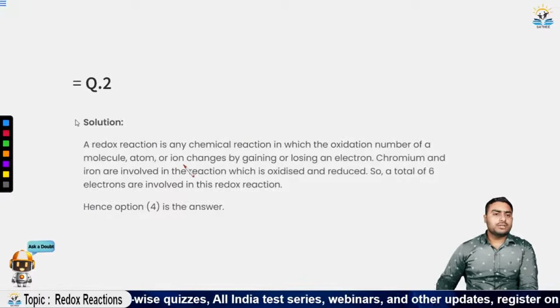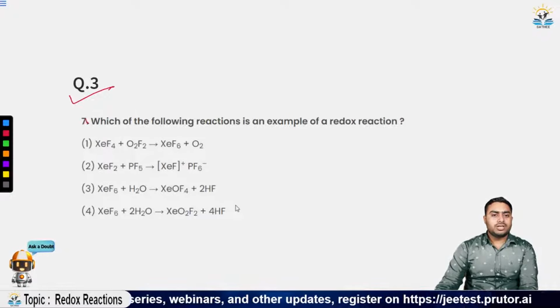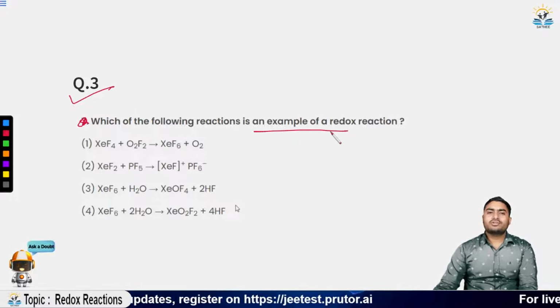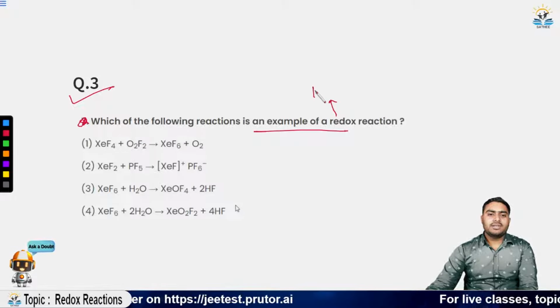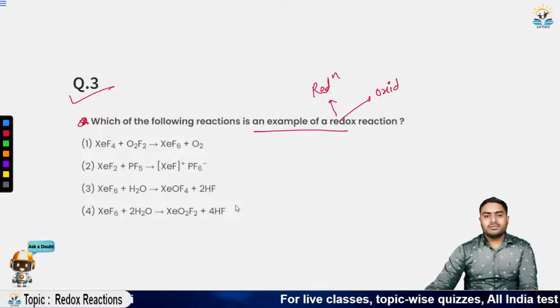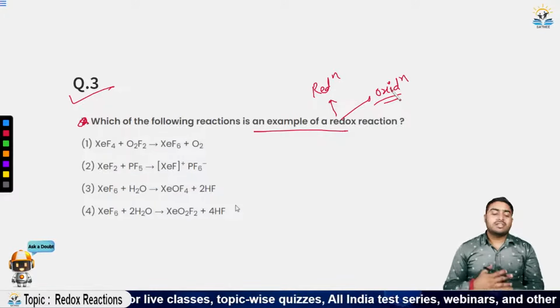Okay, so let's go to the next. This is the answer of question number 2. Question number 3. Which of the following reactions is an example of a redox reaction? Redox means, red means reduction and ox means oxidation. That means the reactions in which both oxidation and reduction occur simultaneously are known as redox reactions.